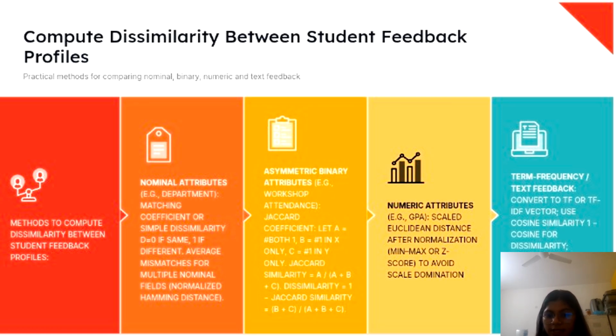Scaled Euclidean distance after normalization, min-max or z-score, to avoid scale domination. Text feedback: convert to TF or TF-IDF vectors. Use cosine similarity for dissimilarity option. Optionally, Jaccard on tokens or embedding cosine similarity for short feedback.